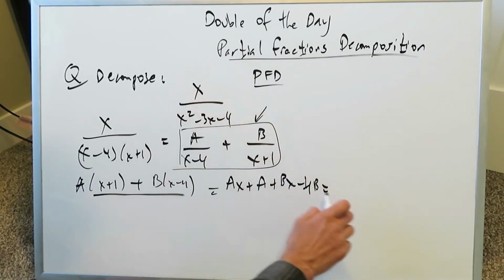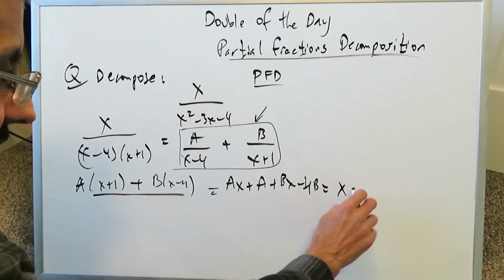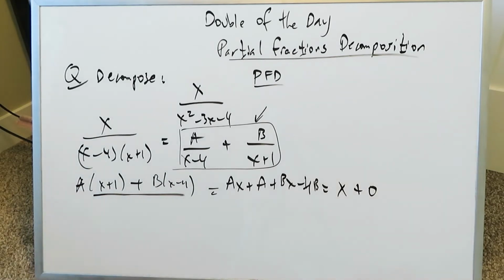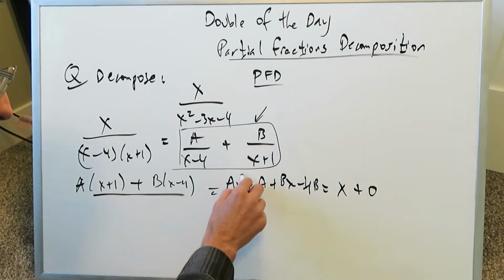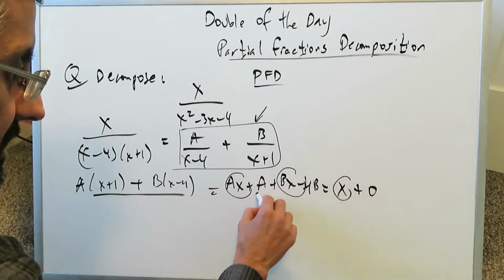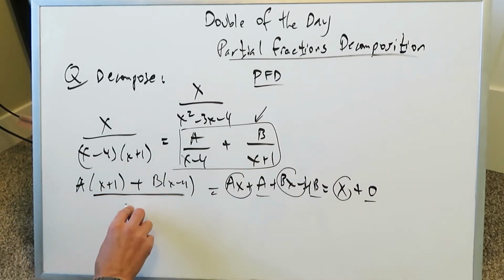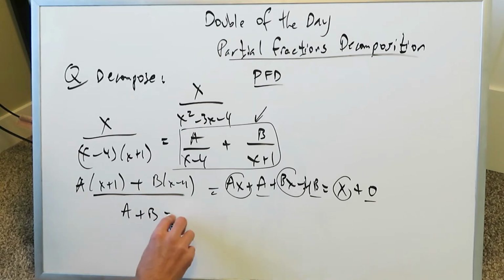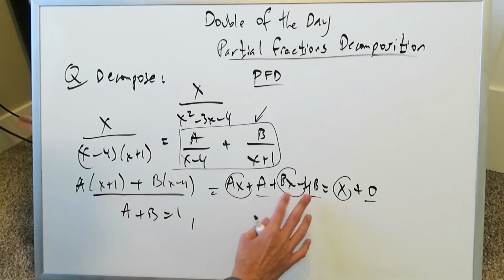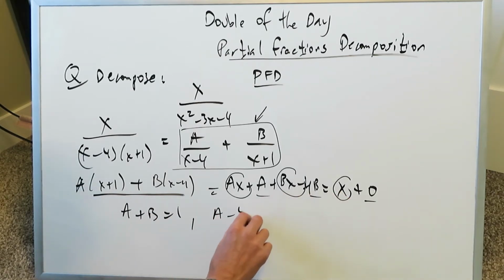This right here, x. But I have a couple of constants here, so I might as well put a placeholder, a 0. Look at your linear terms and then look at your constant terms and make your equations. I have Ax, Bx, x. I just look at the coefficients. A plus B is equal to 1. My other one is the constants. A minus 4B equals 0. I can say A minus 4B is equal to 0, or you can say A is equal to 4B.